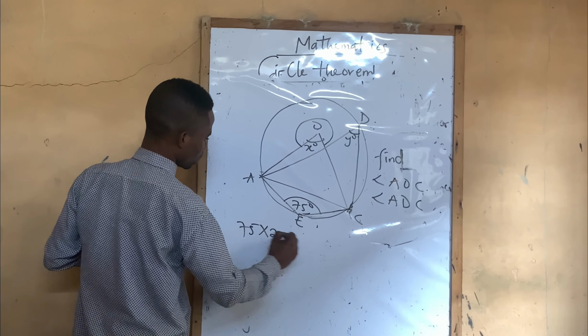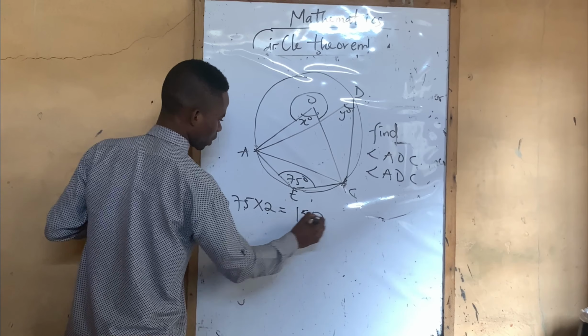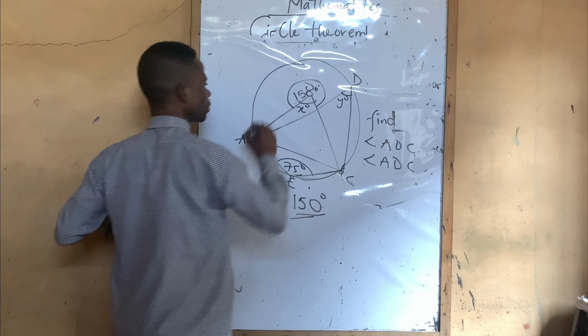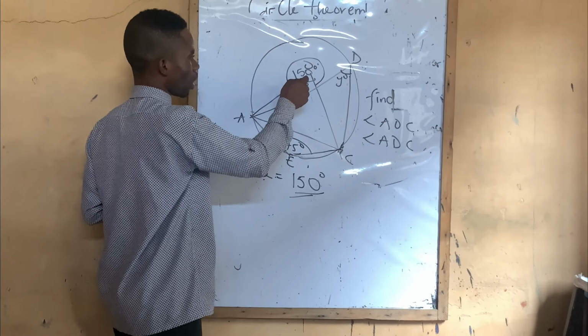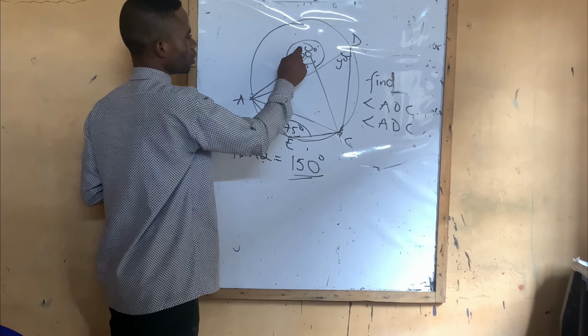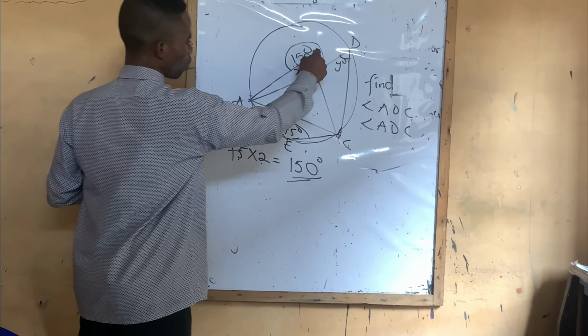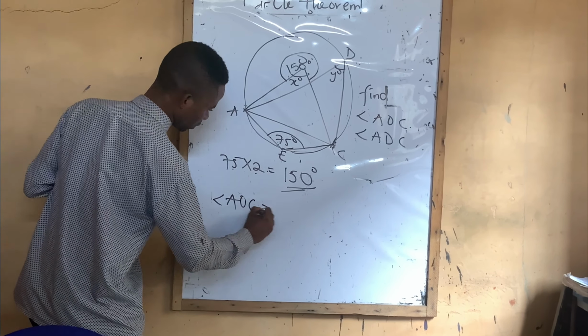75 times 2 is what? That's 2 times 5, 10, keep 1, 2 times 7, 14, plus 1, that is 150. So here we're going to have 150. If I have 150 here, how will I get this one? That means I have to subtract this one from 360 to get this. That's angle AOC.